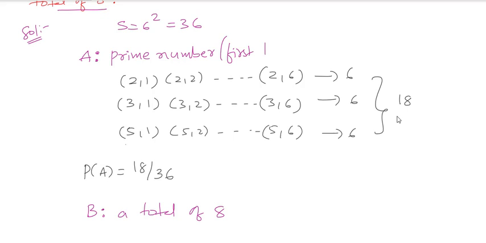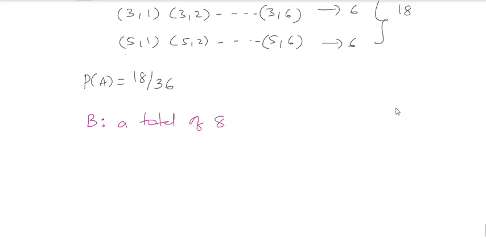On first day, only first day. That is the reason why 2, 3 I had taken. Second means what? That is event B, a total of 8. A total of 8 I need to do. So a total of 8 will be what? What are the possible cases you are having a total of 8?